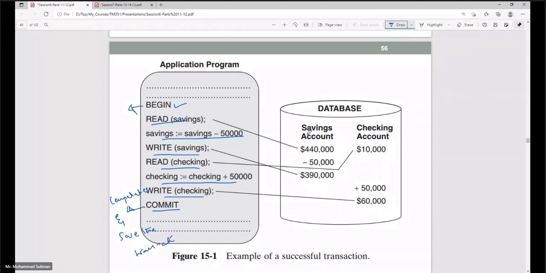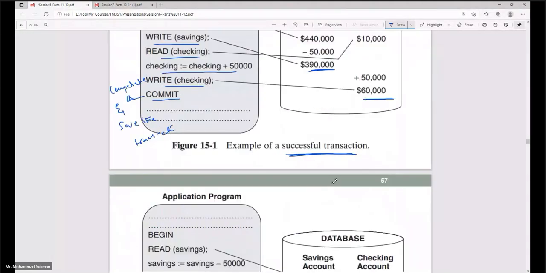Okay, now the database will be in a consistent state: it deducted 50,000, then added 50,000 here, and 60,000 will be the balance, and 390,000 will be the balance here. So in this case, the database is in a consistent state. This is a successful transaction.